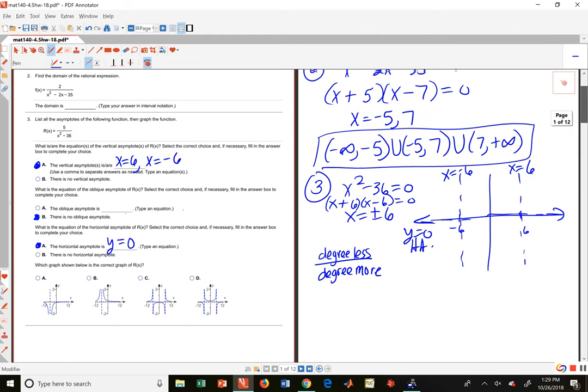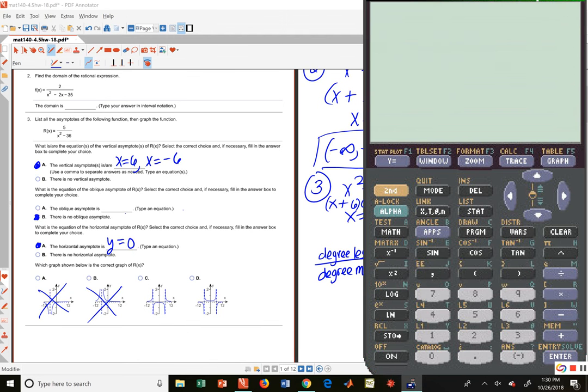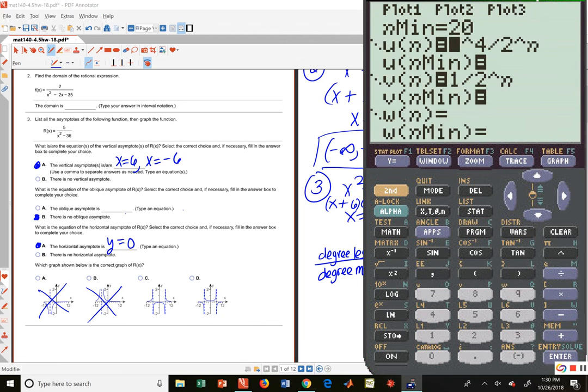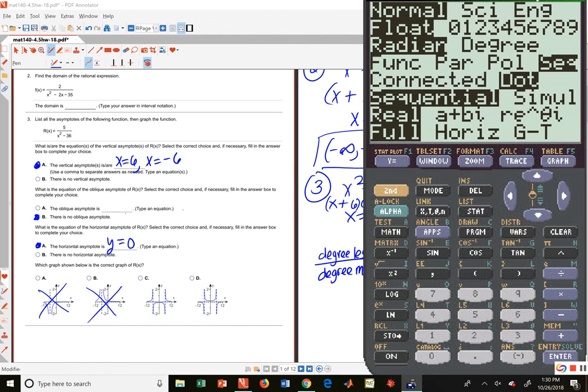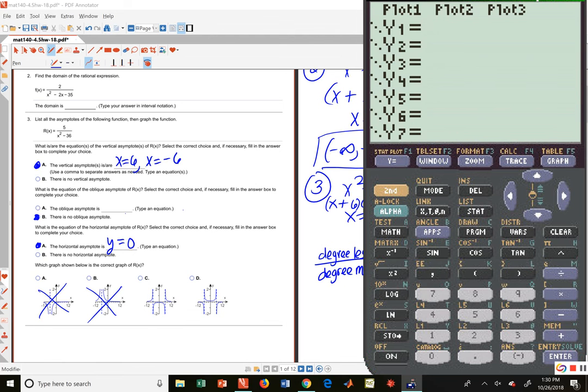All right. The last thing we want to do is pick the right picture. Now we know it has a horizontal asymptote, but it has a vertical asymptote. So these guys are out because they don't have 2 vertical asymptotes. So we're looking at C or D. Let's get out our calculator because the answer is in our calculator. Let me get in the right mode. I need to be in func mode. We're going to hit y equals. We're going to type 5 divided by x squared minus 36. I think a standard window makes sense.